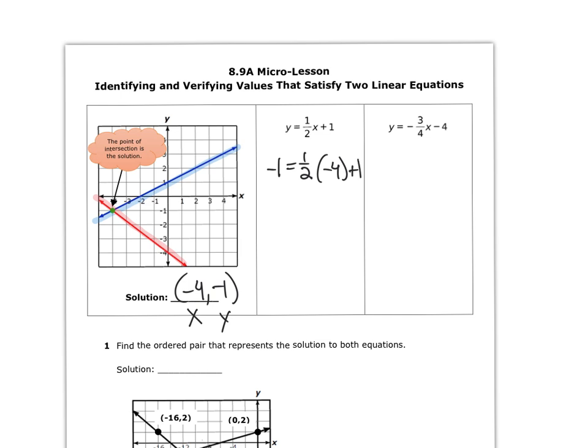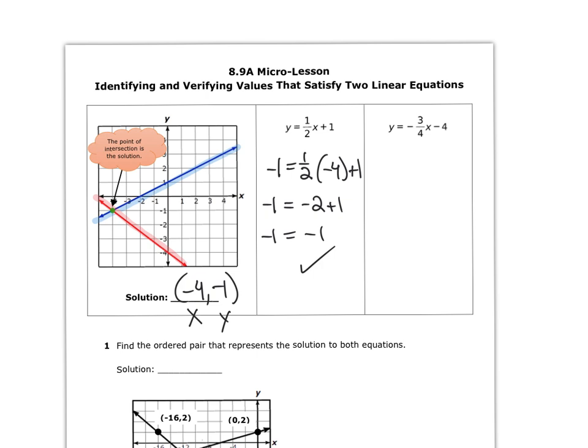So then let's simplify this. This is going to be -1, just bringing that down. 1/2 times -4. Well, what's half of 4? 2. So what's half of -4? -2. And then plus 1. Let's see, -1. Does it equal -2 plus 1? Yes, it does. That says -1 equals -1. So that means -4, -1 is a solution of the equation y equals 1/2 x plus 1.